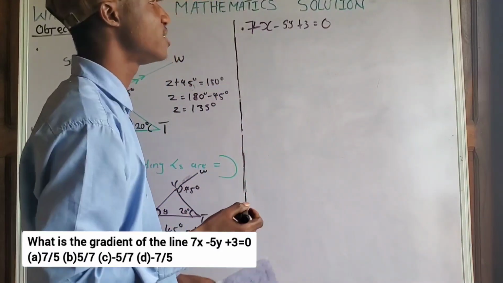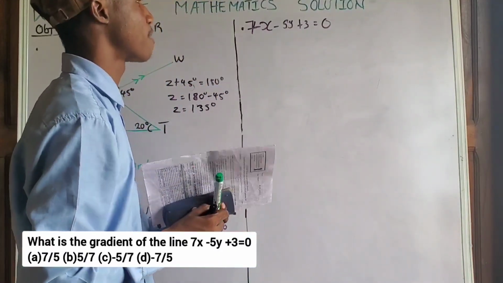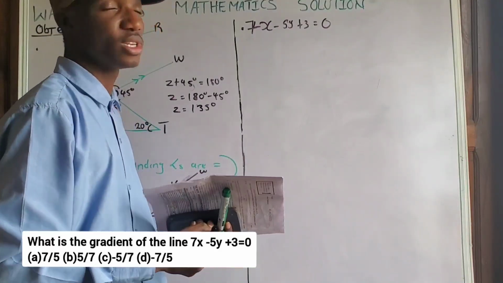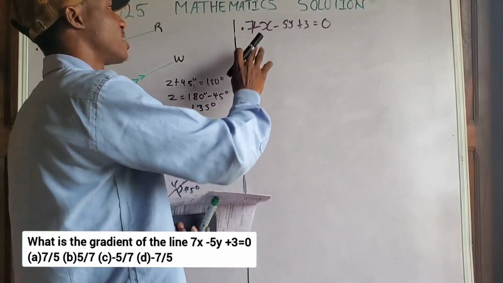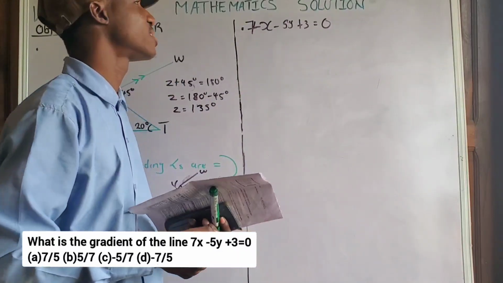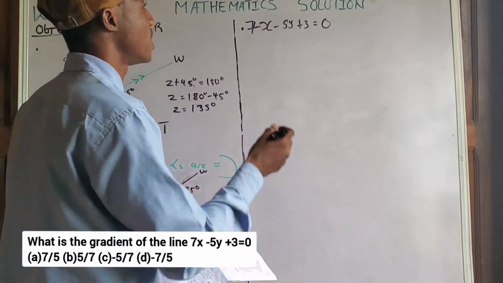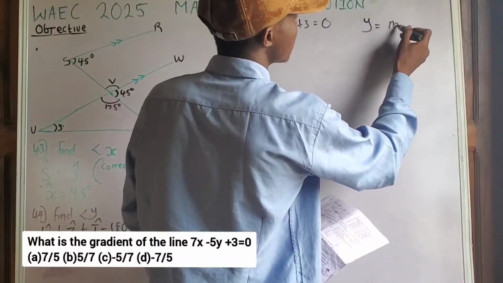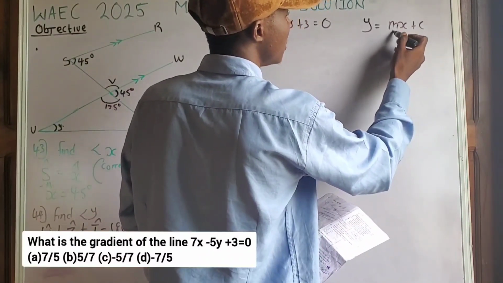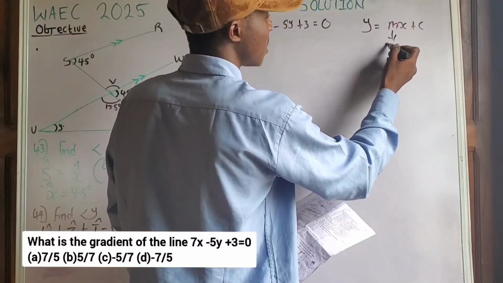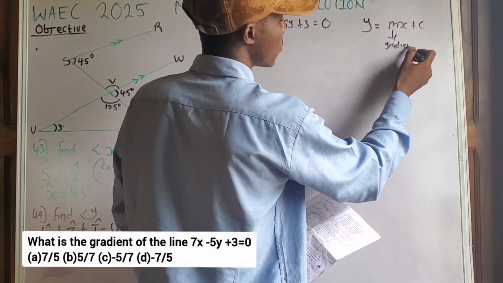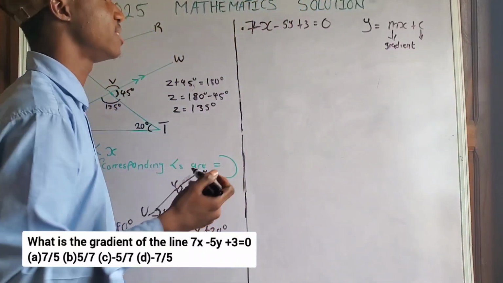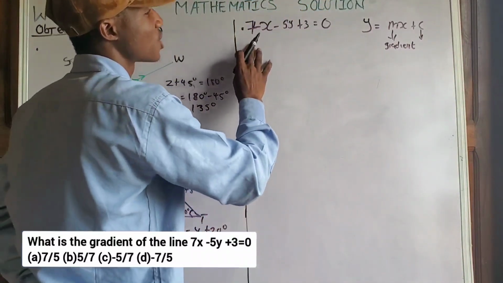Now, before you can determine the gradient of this line, you will have to write this equation in slope intercept form. Listen to the explanation again. In slope intercept form, the equation looks like this: y equals mx plus c, where m is the gradient, and gradient is also the same thing as slope. The coefficient of x is the gradient, and c is the intercept, even though we are not interested in the intercept. So let us write this equation in this form.